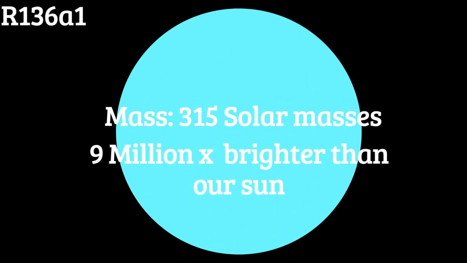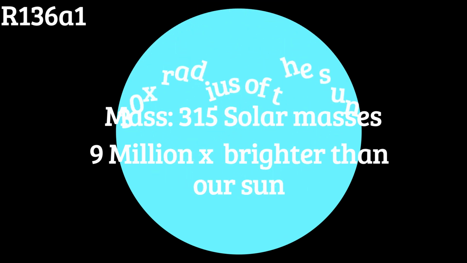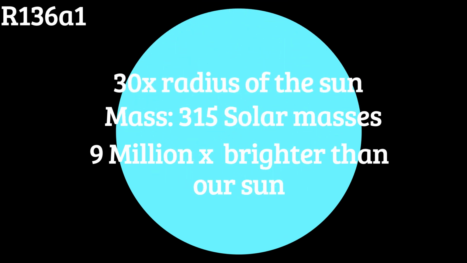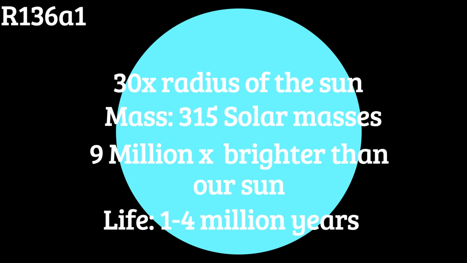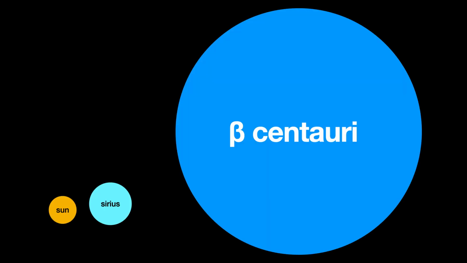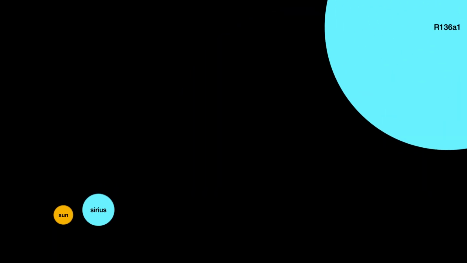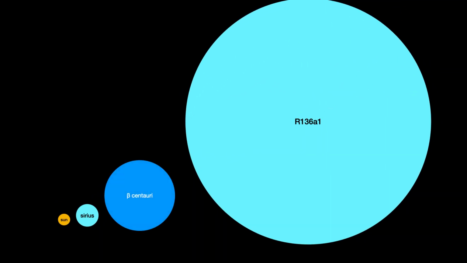It's about 30 times the radius of the sun, and since it's so big and bright, it will last only about 1 to 4 million years. So this is about how big it is. Okay, that's actually pretty big. Okay, so R136A1.